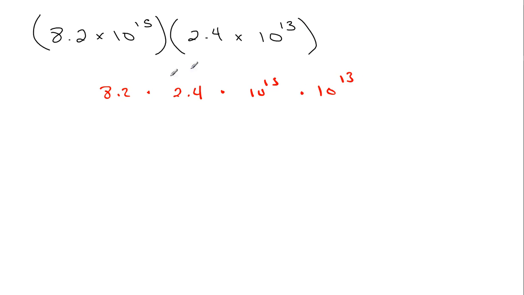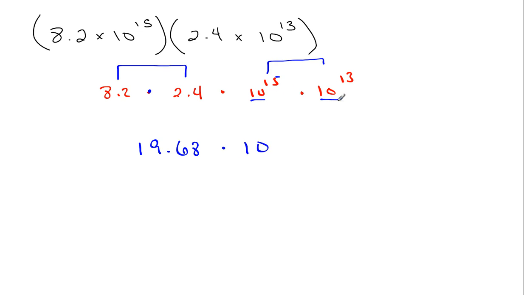And now I do not expect you guys to write this down every time, but just to show you the visual of this, right? So it's multiplication, so I'm just rewriting this. So what I'm going to do is multiply the 8.2 times the 2.4. So can somebody help me with that one? 8.2 times 2.4, yep. 19.68, excellent. And then I'm going to multiply the 10 to the 15th power times 10 to the 13th power, which is going to be times 10.